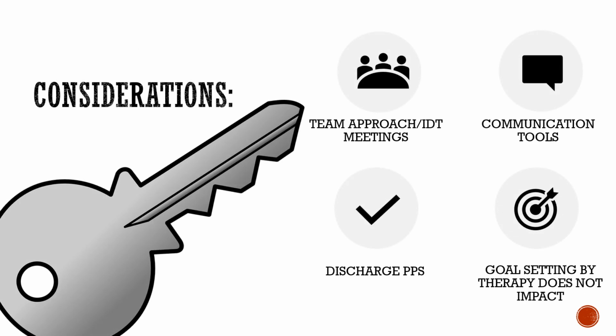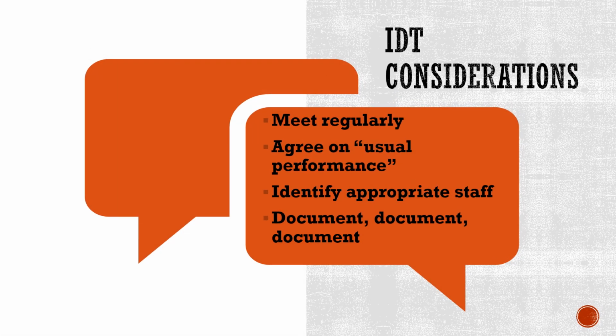We're going to take some time now and look at what some key considerations are as we look at this metric and how we can best approach it as a team. As we look at the IDT, we first need to identify who's on our team: nursing, therapy, dietary, social work, etc. We need to meet regularly, ideally within that look back period, so we can identify what usual performance is, capture anything that we're missing, and make sure we all agree on it.